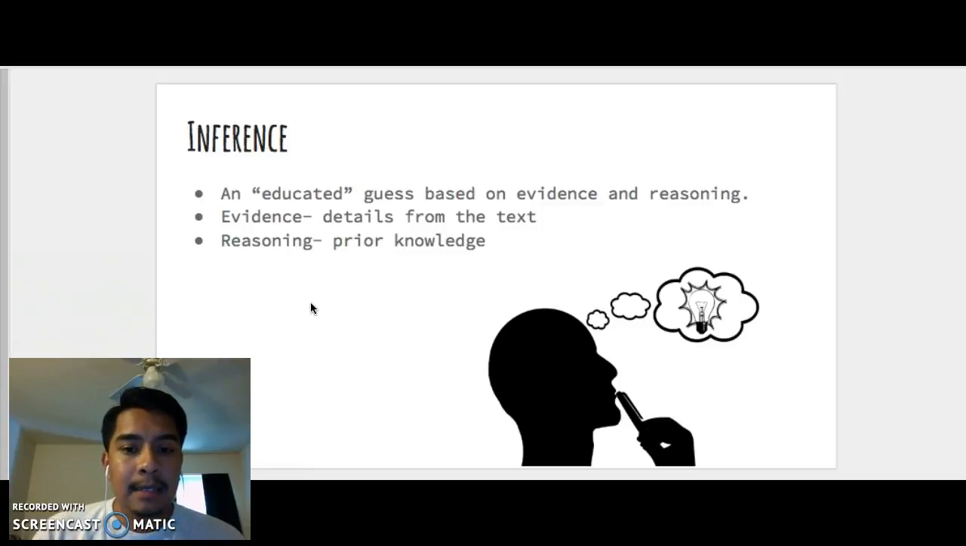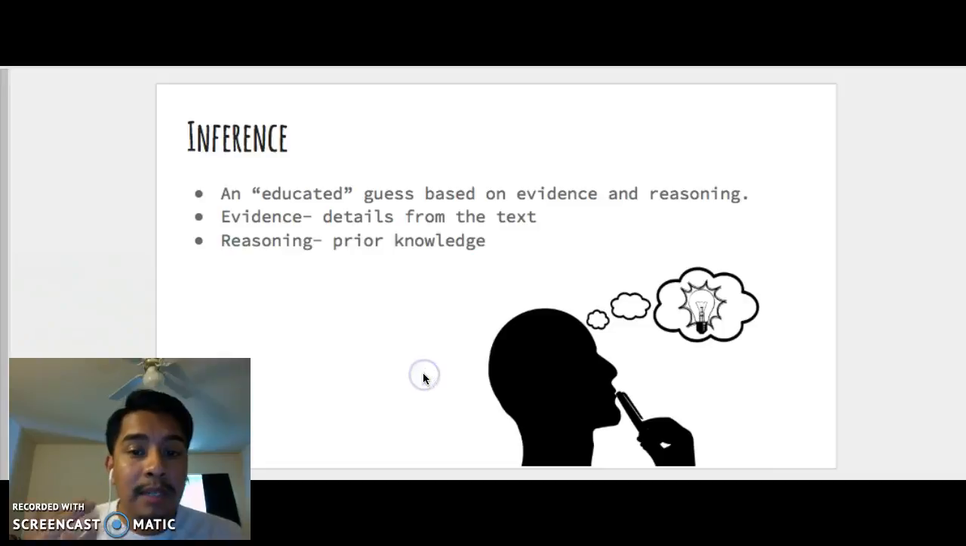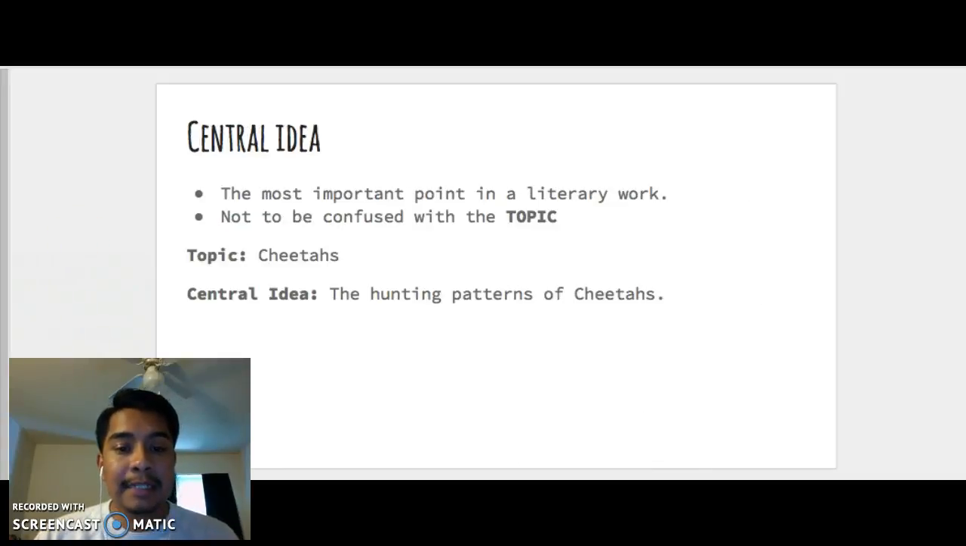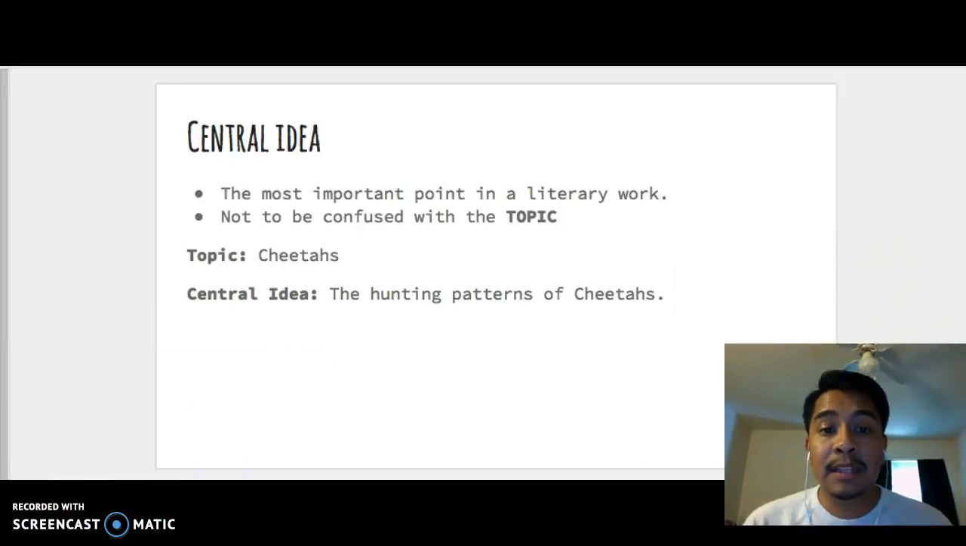is talking about. And the reason that there are two is because maybe you don't have any prior knowledge. Maybe you have no idea about what the text is talking about. Well, then you use your evidence or what the details in the text say to come up with your educated guess, whatever that may be. So now central idea. Central idea is what it is mostly about.